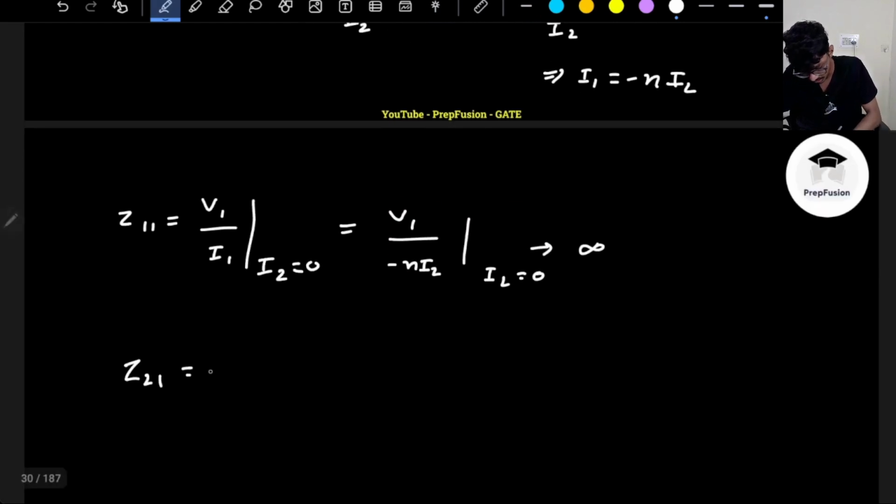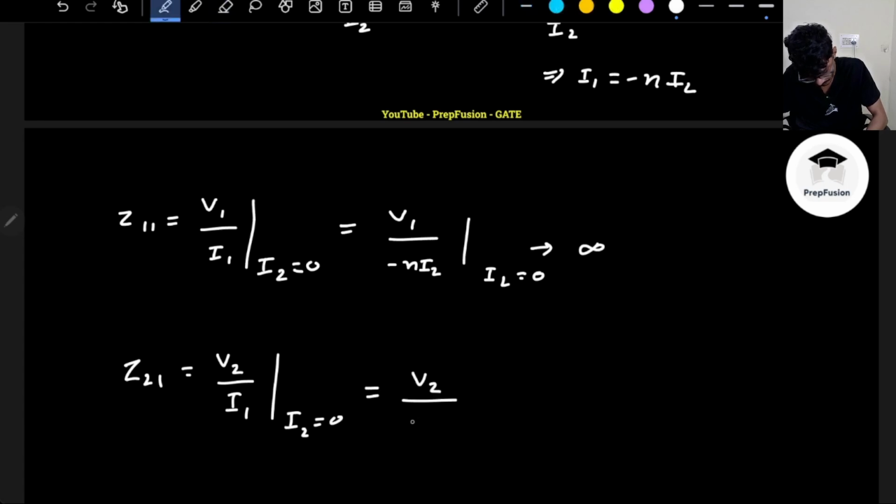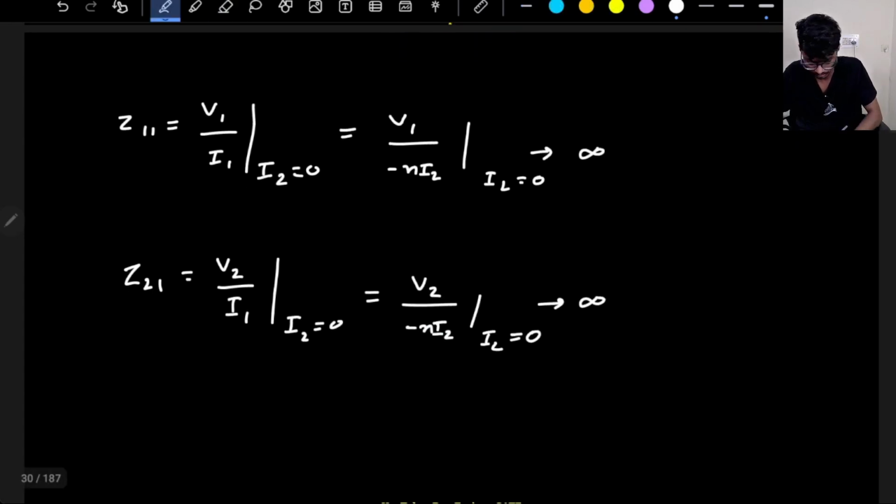Same thing you try for Z21. What is Z21? Z21 is V2 by I1 when I2 is 0. Same thing again. It will be V2 divided by minus of N I2. Again, of course, you make I2 0. So again your Z21 is also tending to infinity.